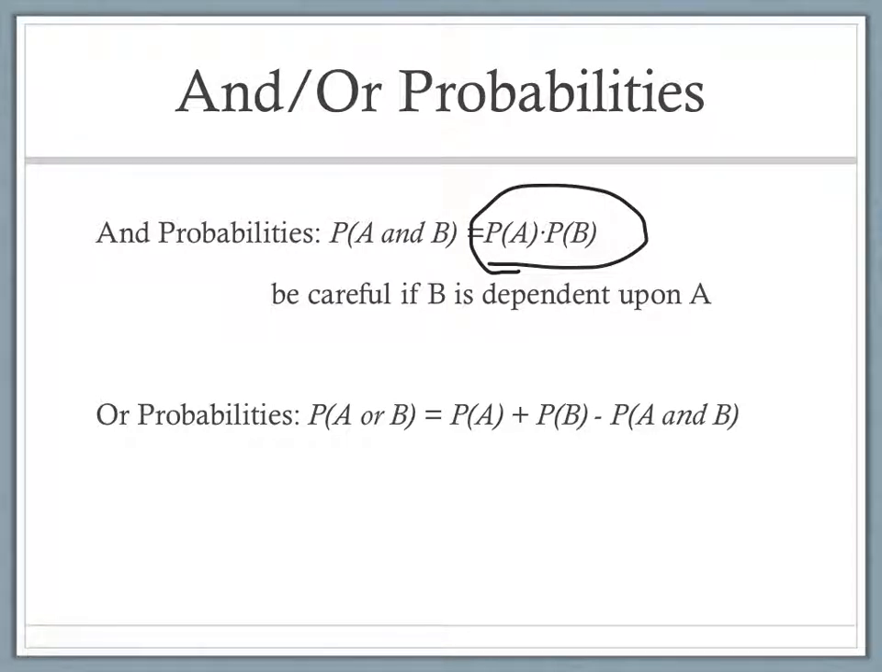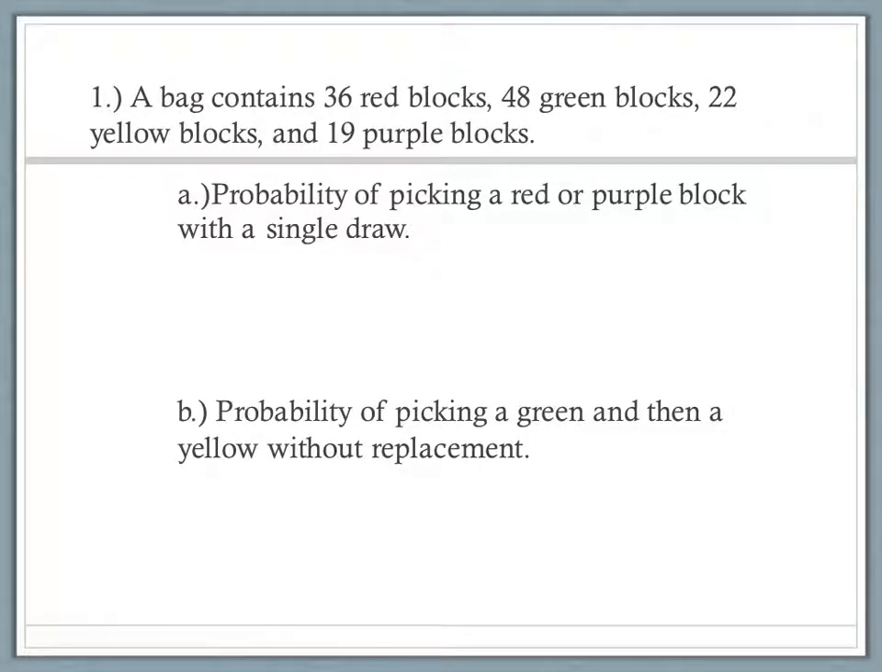Now yesterday we talked about or probability, when I wanted one thing or another thing to happen, when we did just one attempt at it. So we take the first probability plus the second probability, and then we have to subtract that overlap. So and is multiplying, or is adding. That's the big thing to come from these notes today. Now let's look at a few examples.